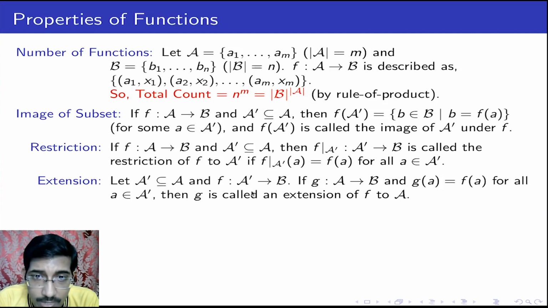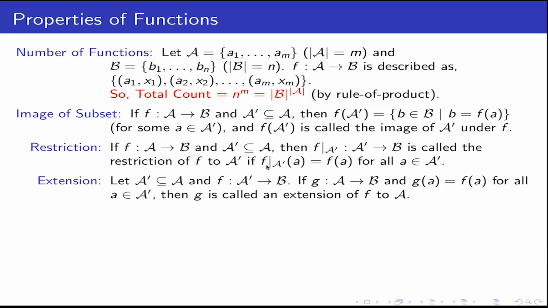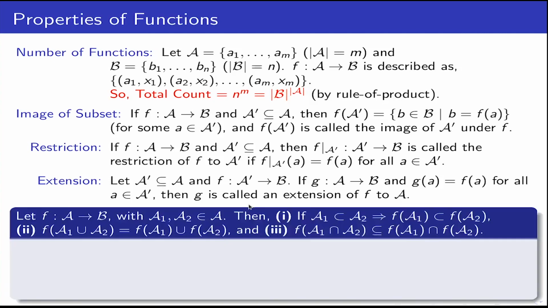So therefore, you extend this set of domain mapping to a greater element domain. That's why we call the function g an extension of f to A. This is the restriction of f to A dash, and this is the extension of this function to A. That is how the definition goes.